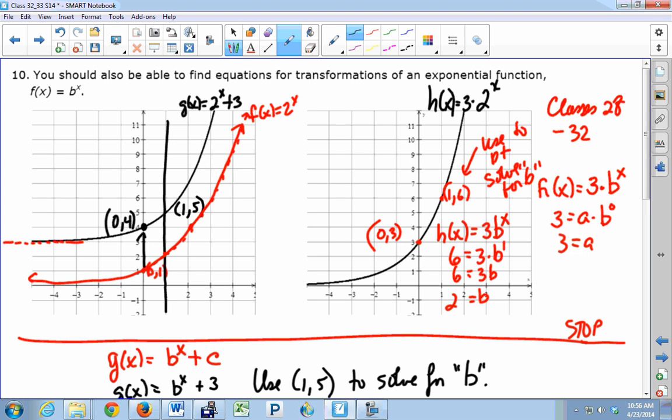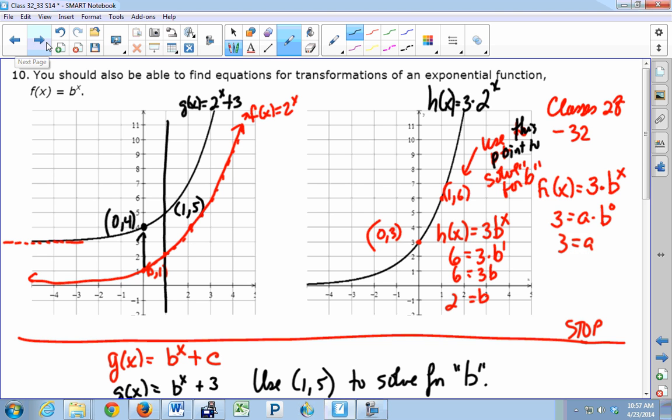So basically, you're just using the points on your exponential function to give you the value of a, if there's a value of a other than 1 out front, and the value of your base. You just plug them in. Okay? Any questions on either of these two? I said use this point to solve for b. Use this point to solve for b. Okay. Just like over here on this one, Jonah, we used 1, 5 to solve for b over here.